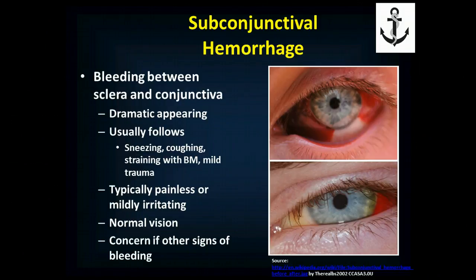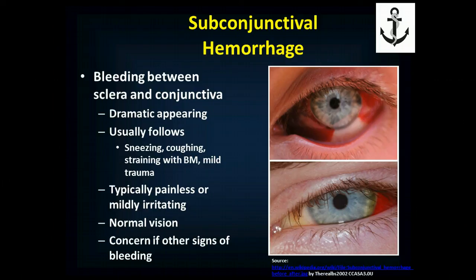Subconjunctival hemorrhage is bleeding under the conjunctiva and above the sclera, so it's blood sitting on top of the white of the eye. It's very dramatic appearing. You look at that upper picture, and if you woke up with that one morning, you'd be very concerned about it. It usually follows some transient increase in pressure where the small blood vessels between the conjunctiva and the sclera break and they bleed.